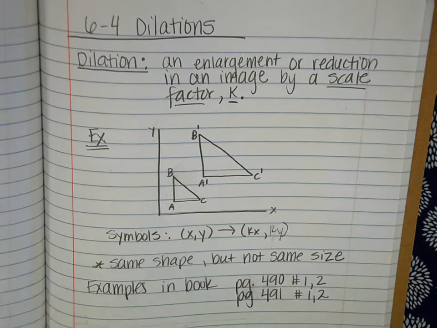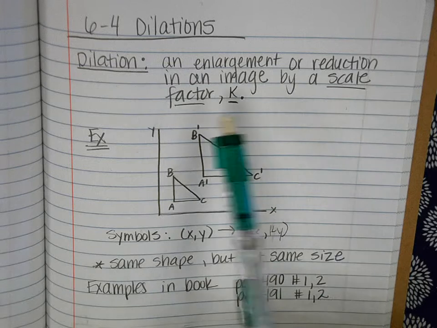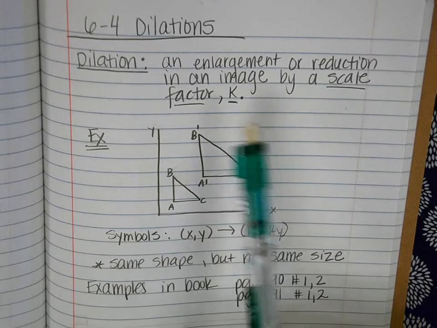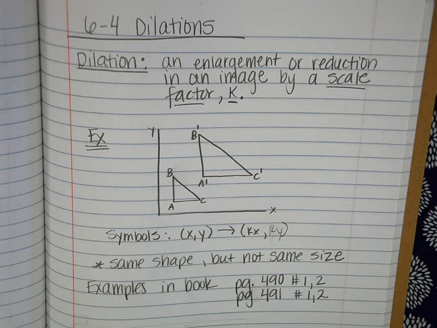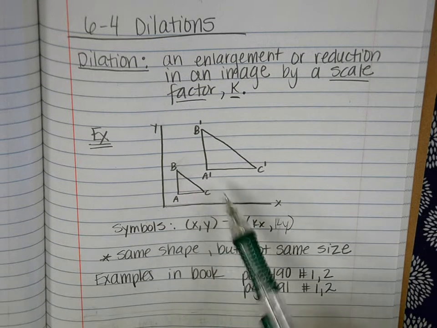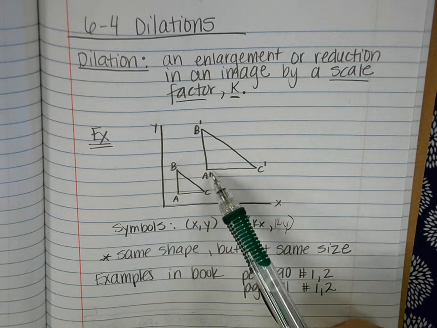6.4 deals with dilations. A dilation is an enlargement or a reduction of an image by a scale factor k. So when you see a k, they're saying k equals some number, and that's the scale factor. Scale factor is how big we make it or how small we make it. So this is an example. We have this original triangle ABC, and we made this one bigger, so this is an enlargement.